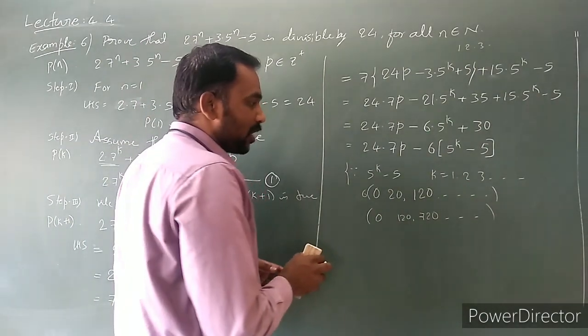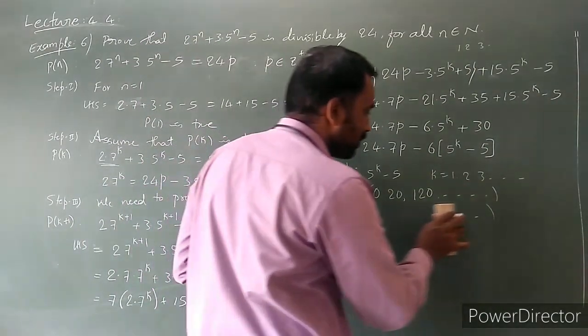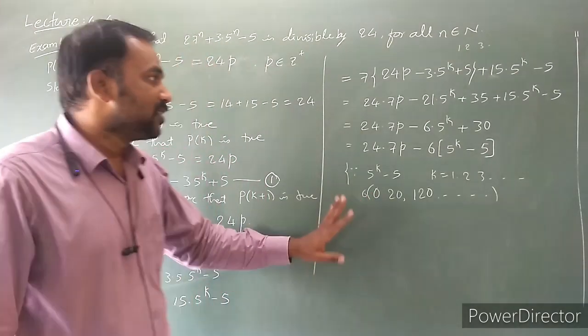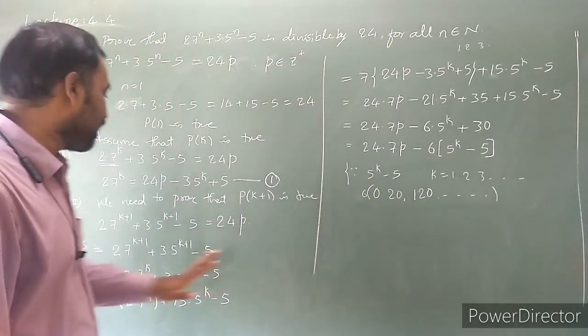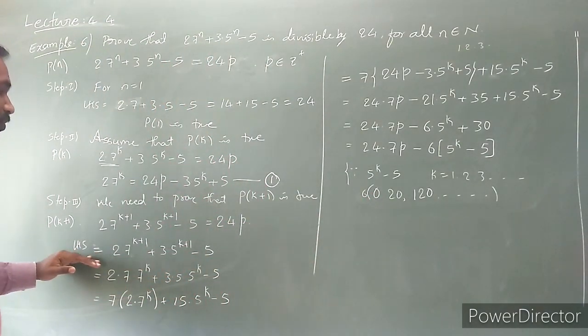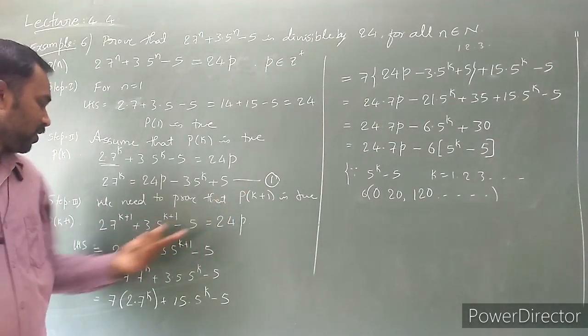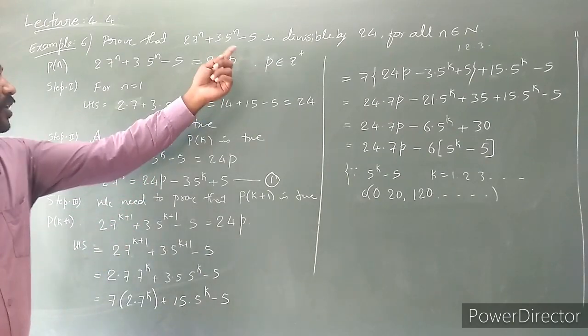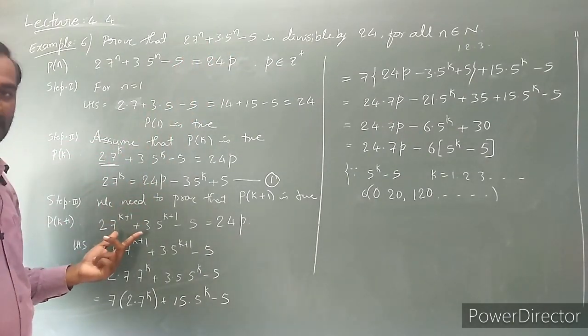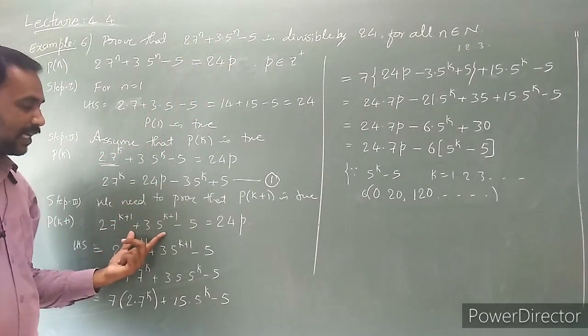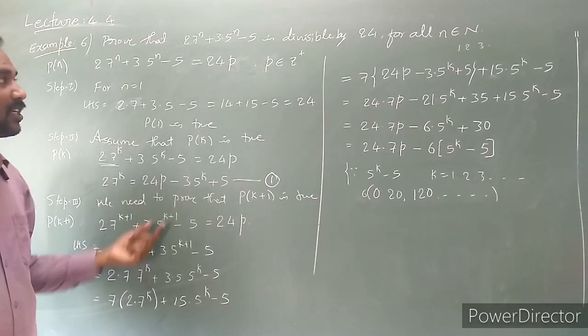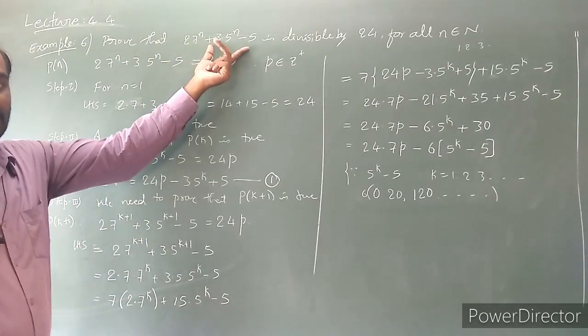Apart from that, there is one more way. Once again, are you getting confused? Just a simple thing, observe that. Come to the LHS value. We need to prove that P of k plus 1 is true. Okay, P of k plus 1. Wherever n is there, let's just replace it with k plus 1. We need to prove that LHS equals RHS. But it is not there in that manner.